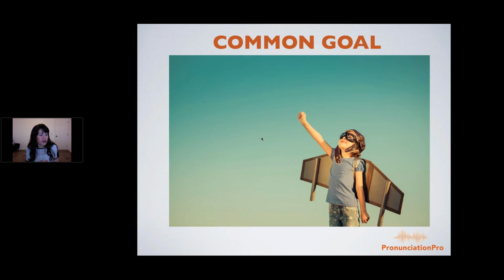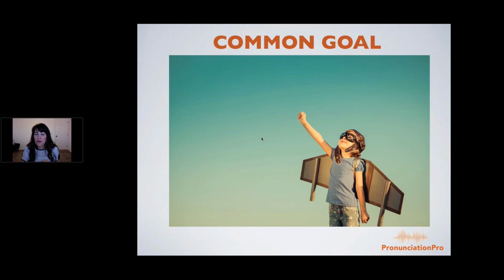Okay, so what is our common goal? What's the common goal for Pronunciation Pro? The common goal is, and this is something that over years and years of working with hundreds and hundreds of students and getting emails and talking to people and communicating through the website, I try and gather as much information as I can for my students.